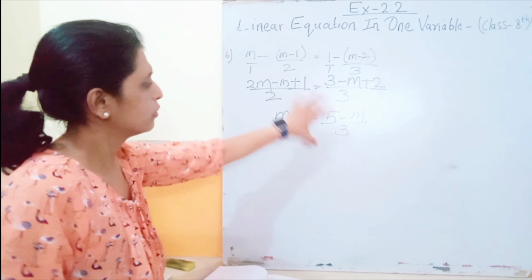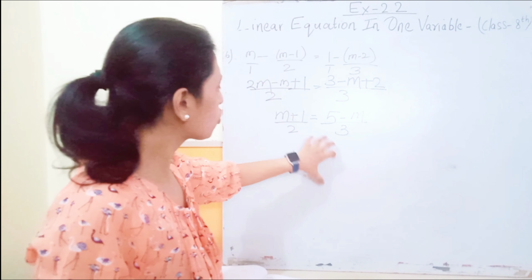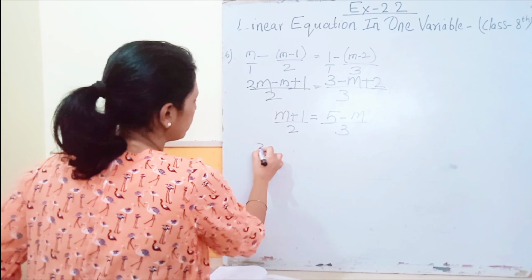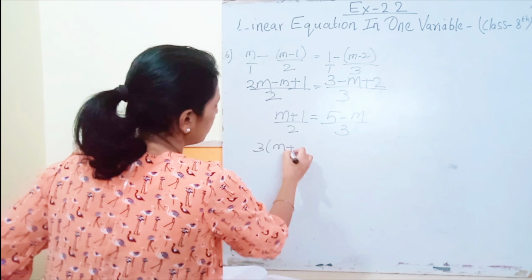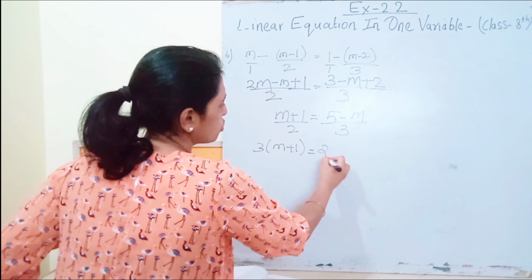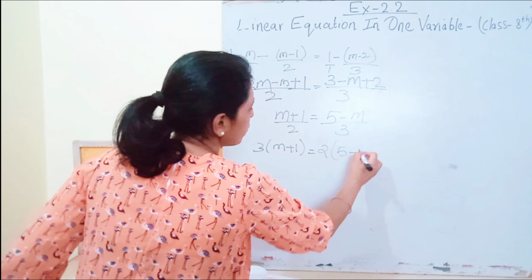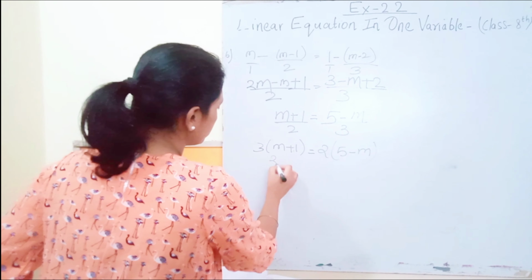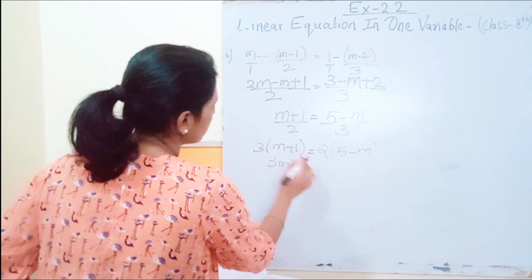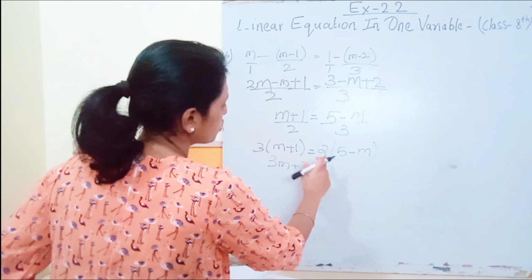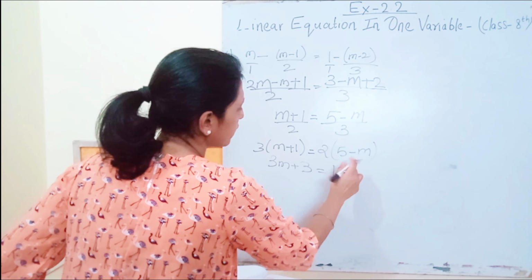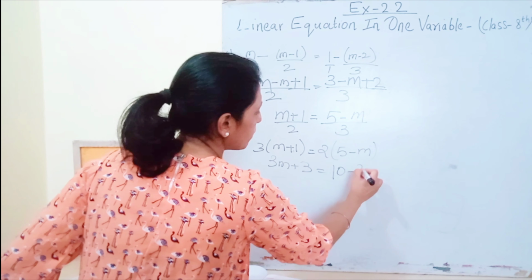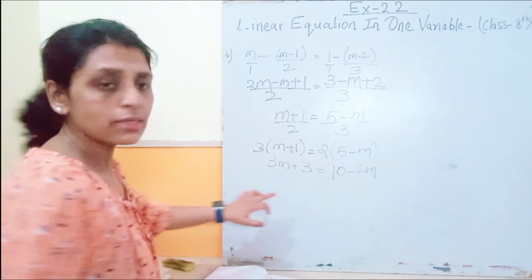Now we can simplify it by cross multiplication. 3 will be multiplied here. 3 times m plus 1 is equal to 2 multiplied by 5 minus m. Now 3 into m will be 3m plus 3 ones are 3, is equal to 5 twos are 10 minus 2 multiplied by m is minus 2m.